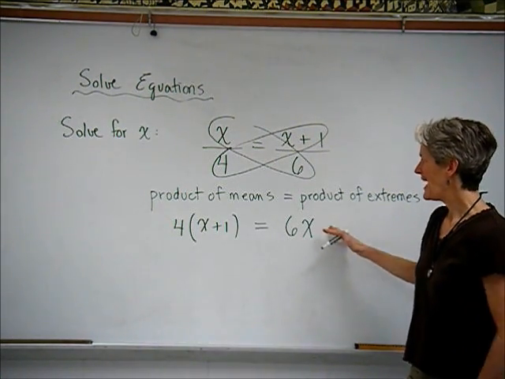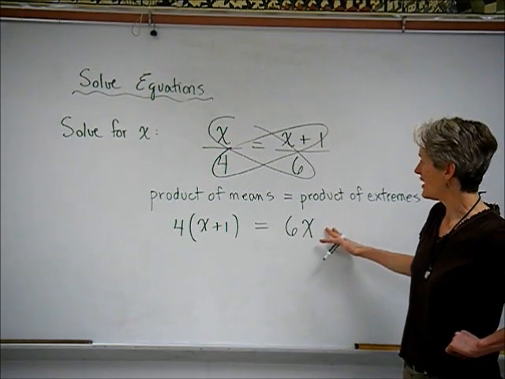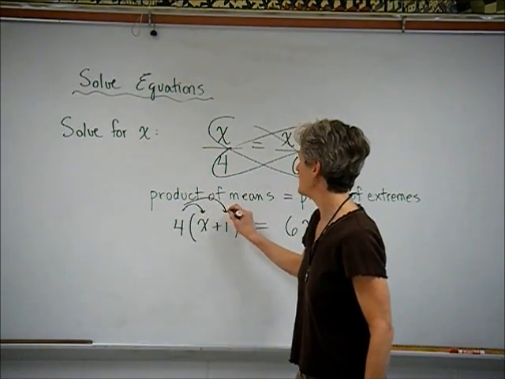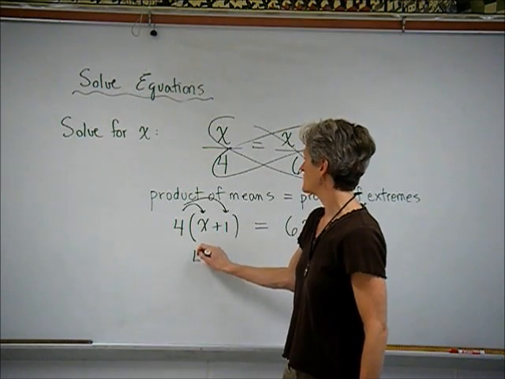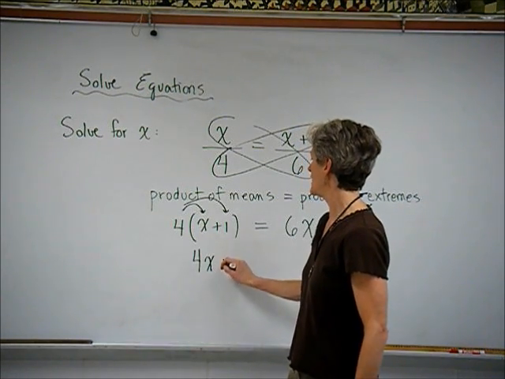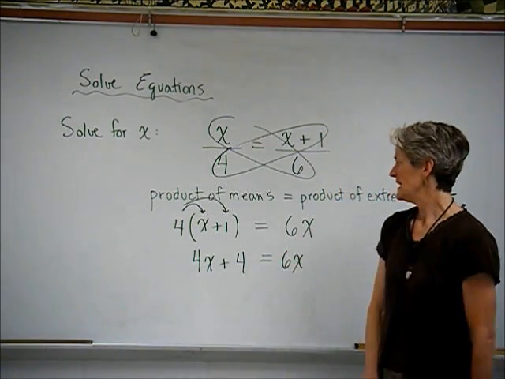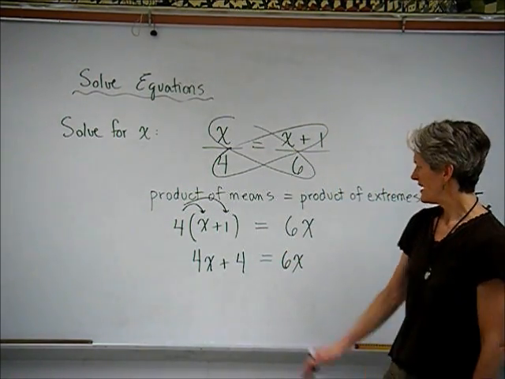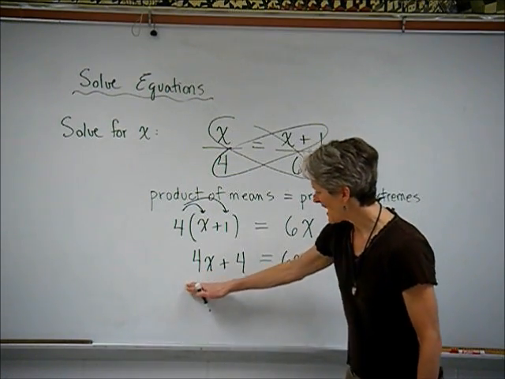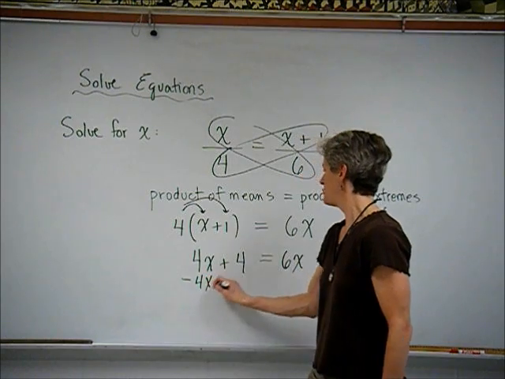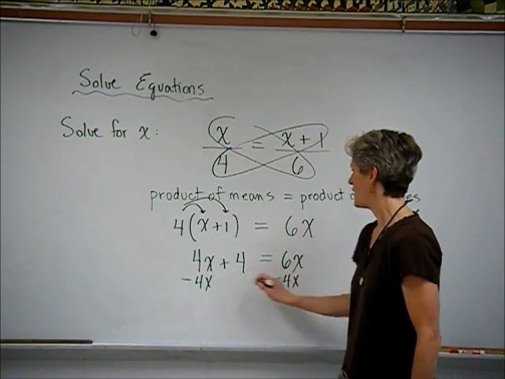All right. Well, heck, this looks a lot easier to solve. Let's solve it by starting by distributing. We did that before. 4 times x plus 4 equals 6x. Let's see, to get my x's on one side, well, there's a 4 here, so I think I'm going to move my x's to the right-hand side. I think that's probably the easiest way to go.